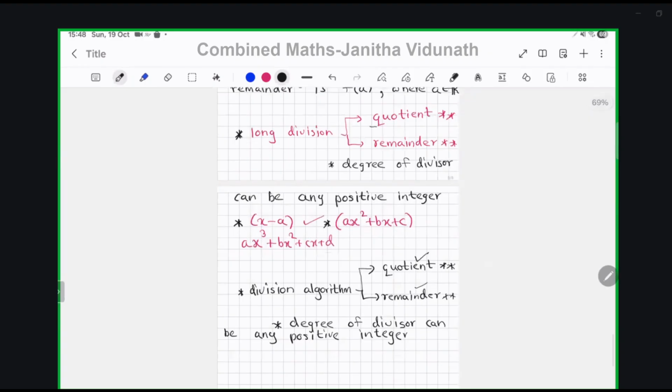Okay. Please write down those things. This is what we have already learned. Under polynomials, we have learned long division and the division algorithm. From those two theorems, we can find any quotient and any remainder. That means the degree of the divisor can be any positive integer. Please write down those things first, then I will explain about the remainder theorem.